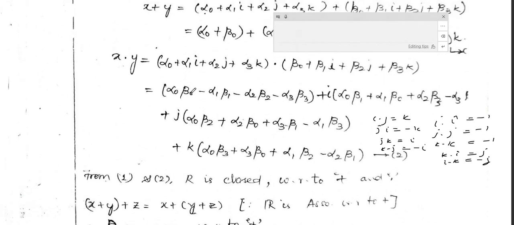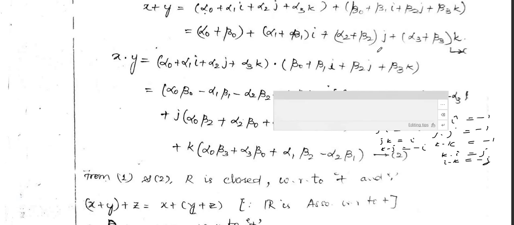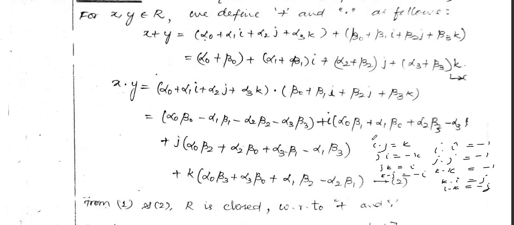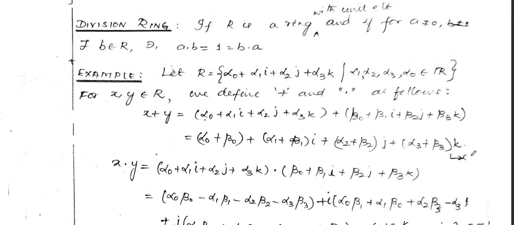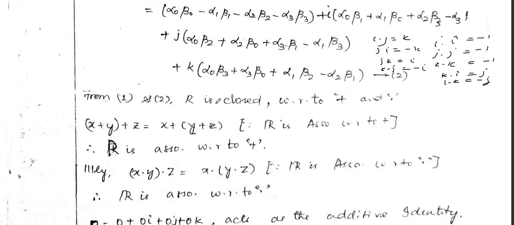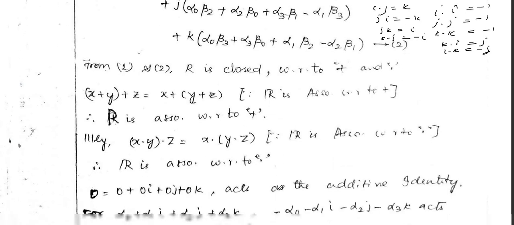So we have again the operation gives us again an element in R only with i, j, k and this one constant. From 1 and 2, this is 1, this is 1, and this is the second equation. From 1 and 2, we conclude that R is closed with respect to plus and dot, and associativity can be easily checked with respect to plus and similarly with respect to dot.